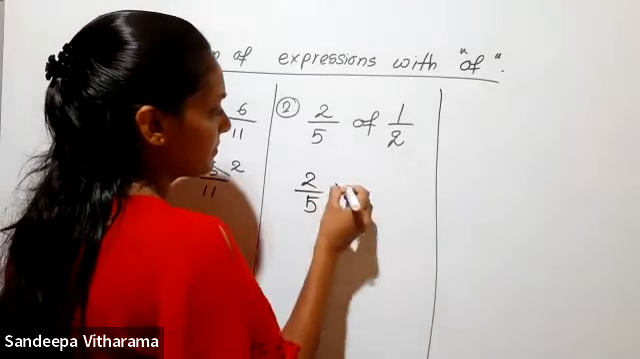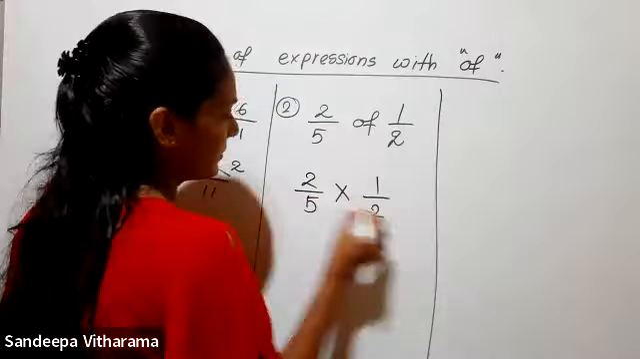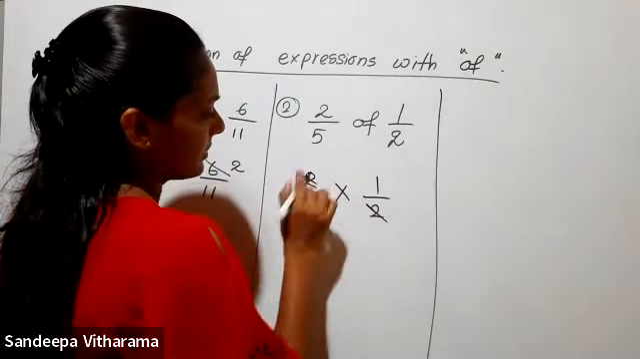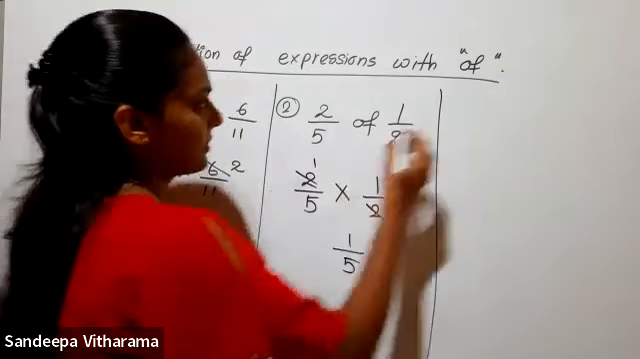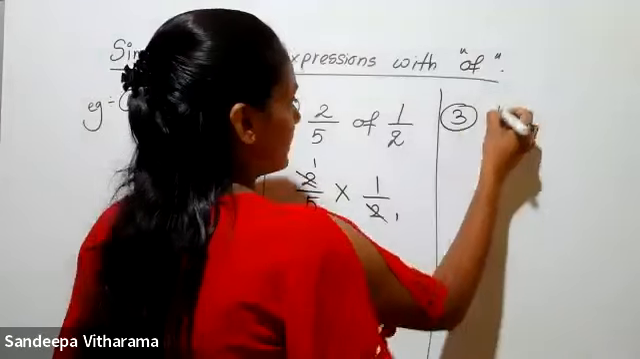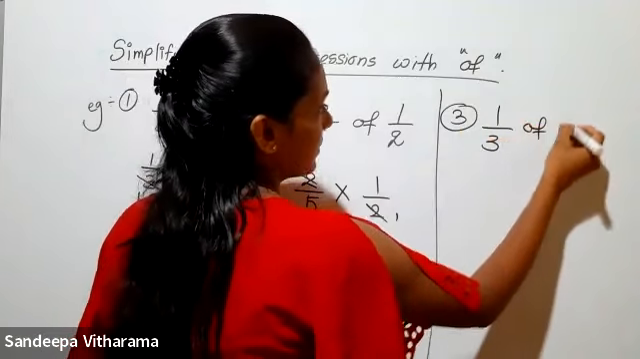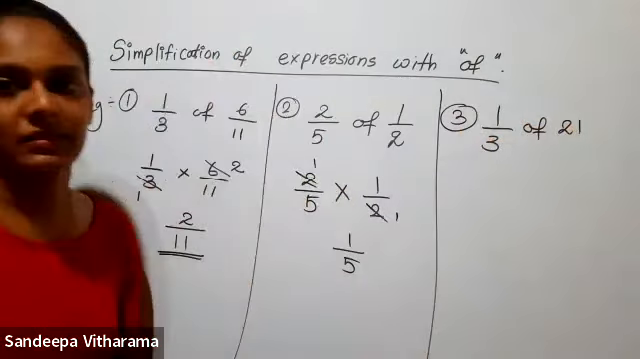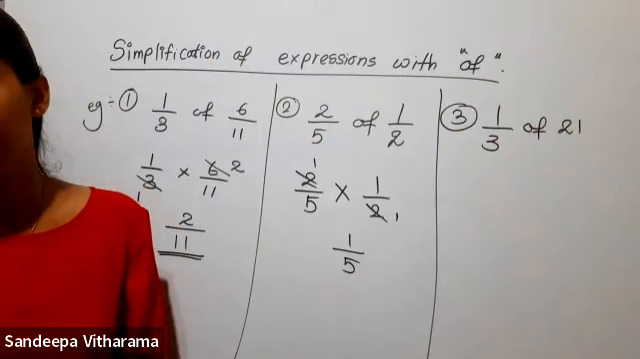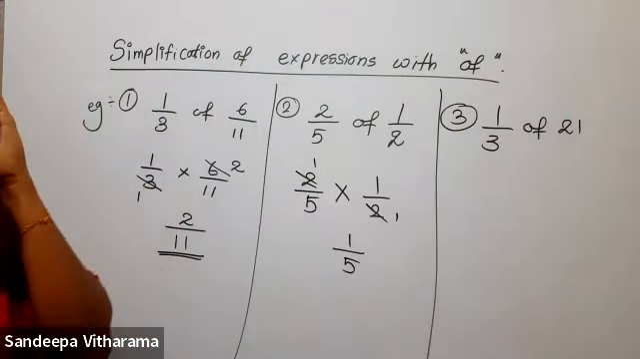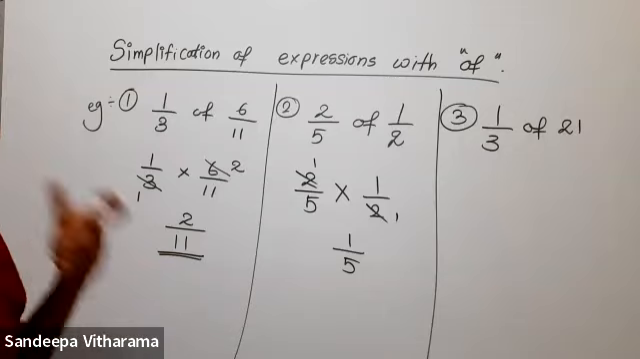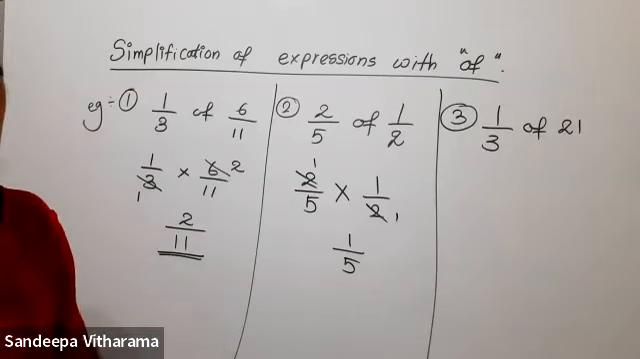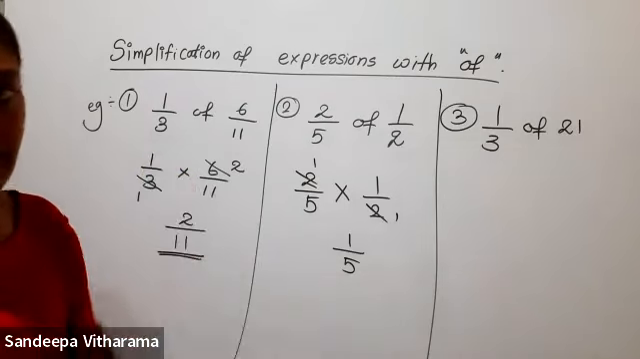2/5 of this replaced by multiplication, 1/2. Then 1 into 1 is 1, 5 into 1 is 5. Okay, third one: 1/3 of 21. Okay, look at this one. A whole number, that means 1/3 of 21, 21 තුනෙන් එකක් කියන එක.